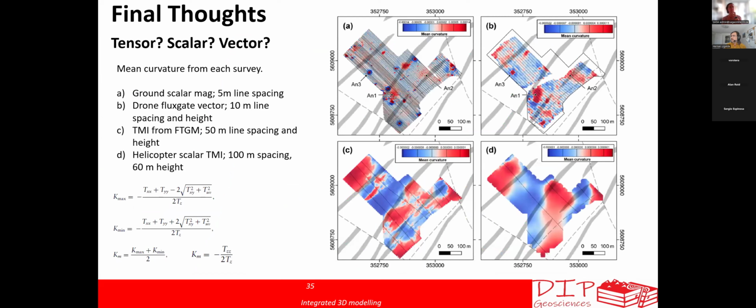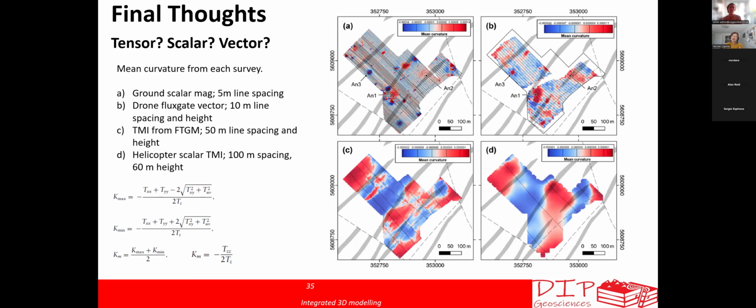The other thing is, is it worth flying tensor compared to a ground data or a drone survey? This is a case in Germany where we were very lucky to have a ground scalar survey done at 5-meter line spacing. Then we have a drone survey at 10-meter line spacing and height. Then we have the tensor mag with 50-meter line spacing, and this was helicopter scalar total field, 100-meter line spacing. The flight lines are there on the top. And what I'm showing here is mean curvature.